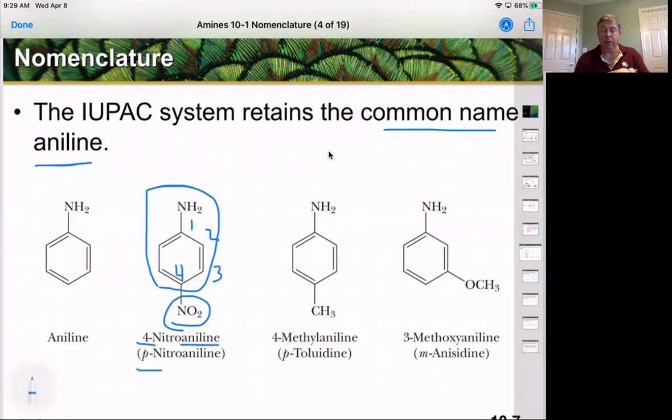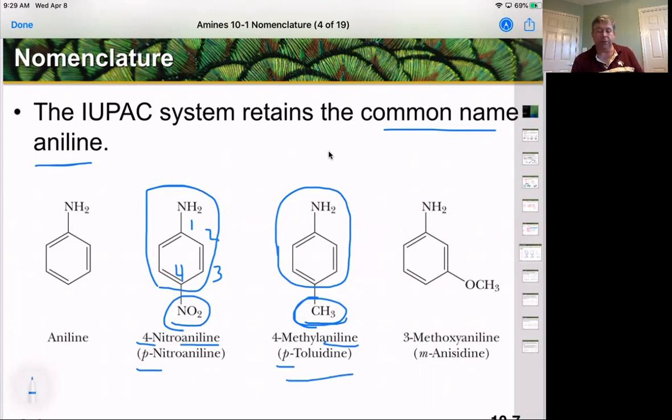Okay, so in the case here, we have 2 competing ones. This could be toluene or it could be aniline. And so aniline is the higher Z number, so we're going to make it the higher priority. So we're giving it the aniline designation. And then this methyl group is on the 4 position or the para position. It also has a common name, and the common name is toluidine. So it's kind of like a combination of the aniline and the toluene to be toluidine, okay?